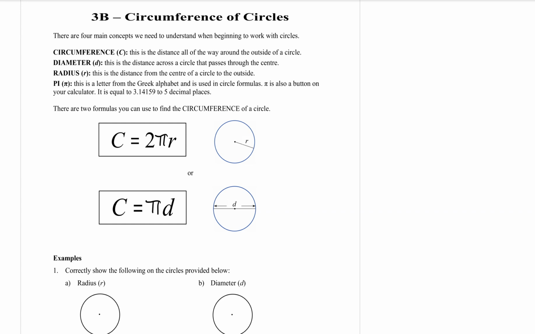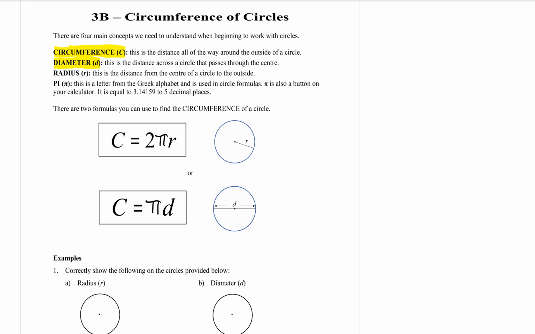So let's read through these notes here. The circumference, which we're going to be calling C, is the distance all of the way around the outside of a circle. Now we're going to need to talk about diameter as well. Diameter, which is little d, is the distance across a circle that passes through the center. And you can see that down here in this circle. So you can see the d that is going all the way across from one side of the circle to the other, passing through the center.